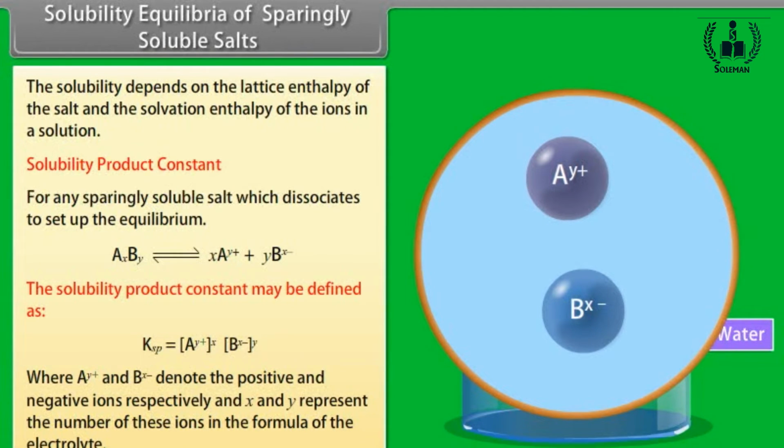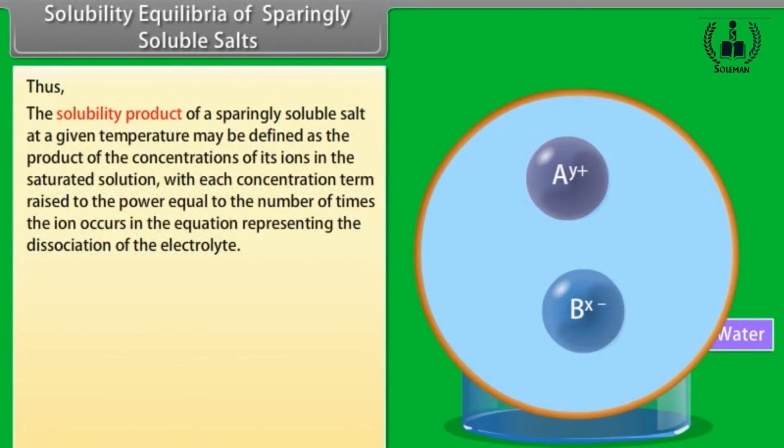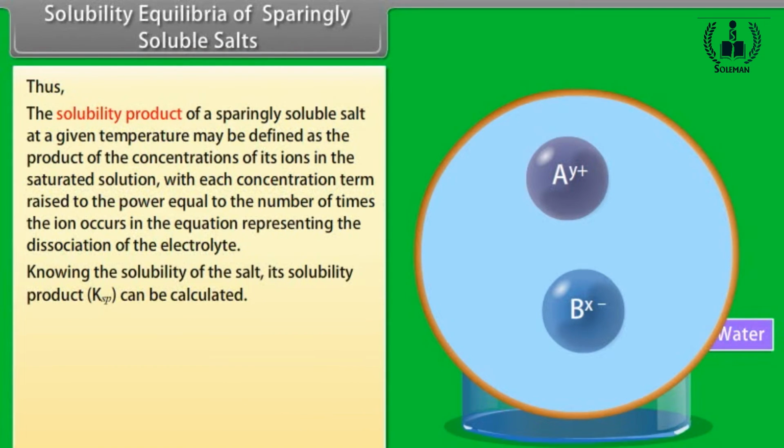whereas A^y+ and B^x- denote the positive and negative ions respectively, and x and y represent the number of these ions in the formula of the electrolyte. Thus, the solubility product of a sparingly soluble salt at a given temperature may be defined as the product of the concentrations of its ions in the saturated solution, with each concentration term raised to the power equal to the number of times the ion occurs in the equation representing the dissociation of the electrolyte. Knowing the solubility of the salt, its solubility product can be calculated.